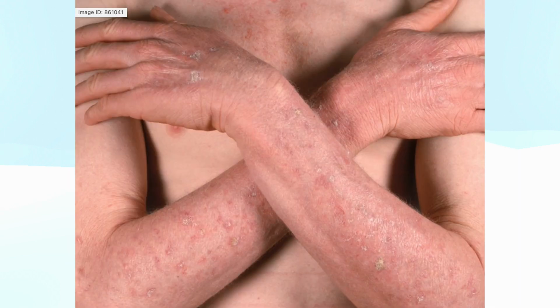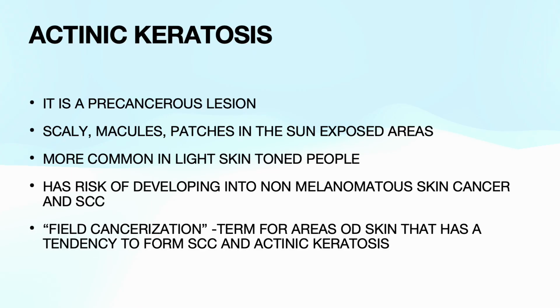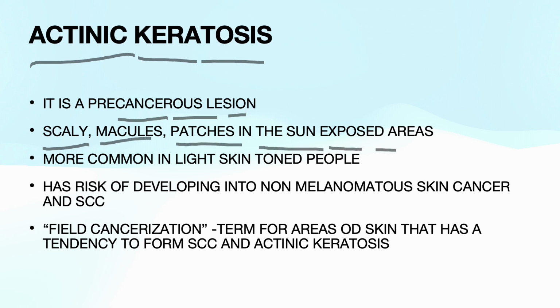If you want to take a look at it again and again, you can pause the video and see. This is actinic keratosis. Like I said, it's a precancerous lesion. It can present as scaly macules, patches in the sun exposed areas. It is more common in light skin tone people. It has a high risk of development into squamous cell carcinoma. This is something I want you guys to know.